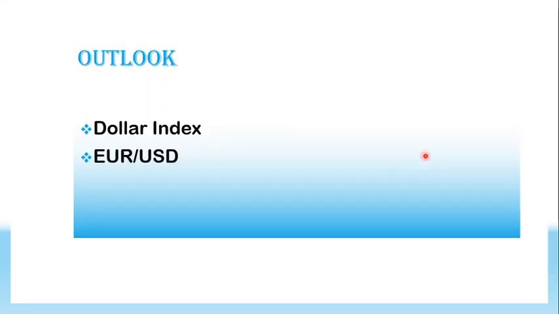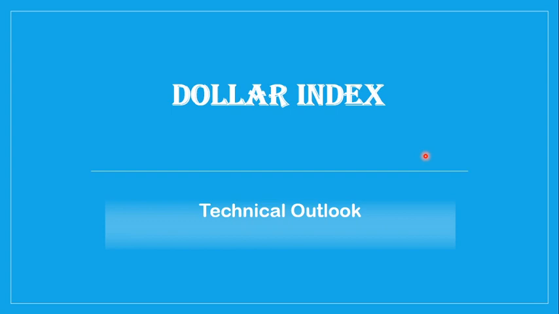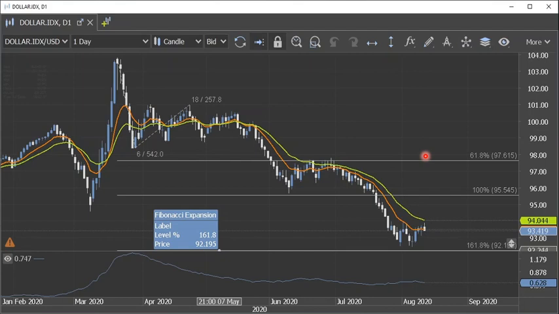Now we will focus on the technical segment here. As I said, we will see the dollar index first, and then we will move on to the Euro USD. Let's start with the dollar index technical outlook. This is the daily time frame chart, and here after finding some support close to this 161.8% Fibonacci expansion of its prior fall, the dollar index is stabilizing, and for the last almost a week it has shown this consolidation happening on the lower side with not much selling pressure.